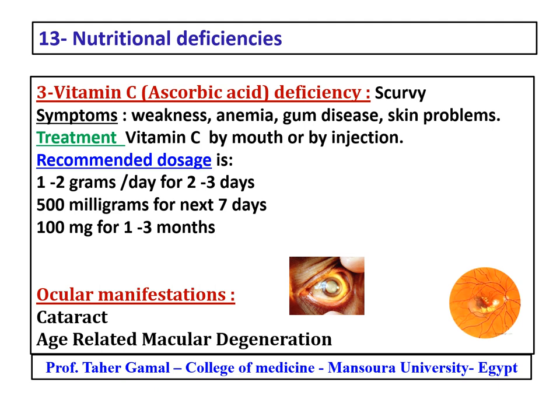The third nutritional deficiency is vitamin C deficiency, or ascorbic acid deficiency, leading to scurvy. Symptoms: weakness, anemia, gum disease, and skin problems. Treatment is vitamin C by mouth or by injection. Recommended dosage is 1 to 2 grams every day for 2 to 3 days, then 500 milligrams for the next 7 days, and 100 milligrams for 1 to 3 months. The ocular manifestation of vitamin C deficiency is cataract and age-related macular degeneration.